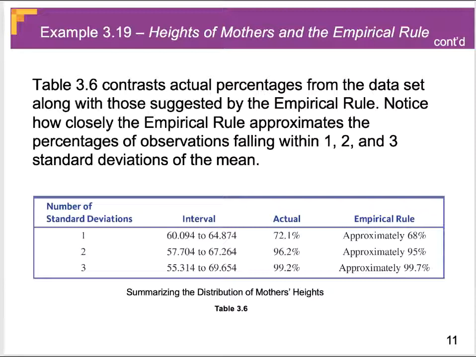we expected. Finally, to get the 99.7 interval, we need to subtract the standard deviation 3 times and add the standard deviation 3 times. So between 55.314 and 69.654, we expected to see 99.7% of the distribution. We actually saw 99.2, but we got very close with what we expected to see.